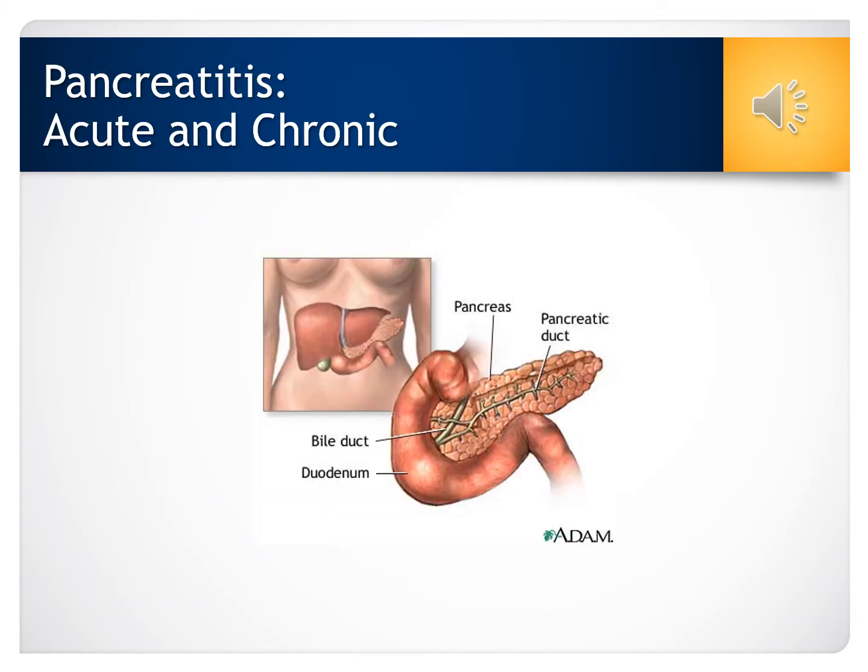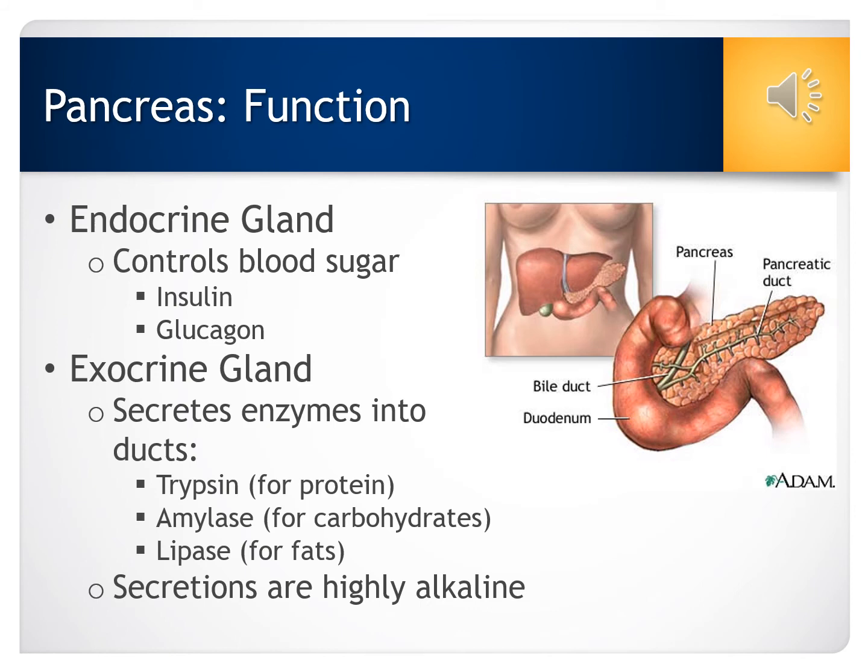Pancreatitis is inflammation of the pancreas and can be acute or chronic. The pancreas is both an endocrine and an exocrine gland. It controls blood sugar by excreting insulin and glucagon. It also secretes different enzymes into the ducts: trypsin for protein, amylase for carbohydrates, and lipase for fats. And these secretions are highly alkaline.